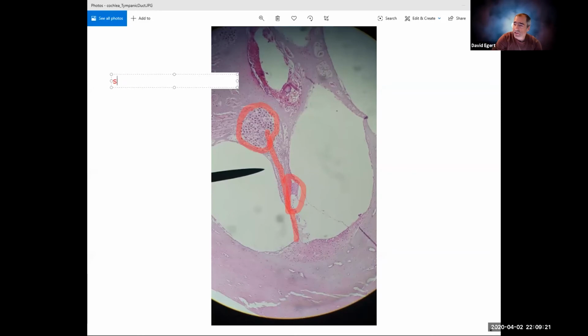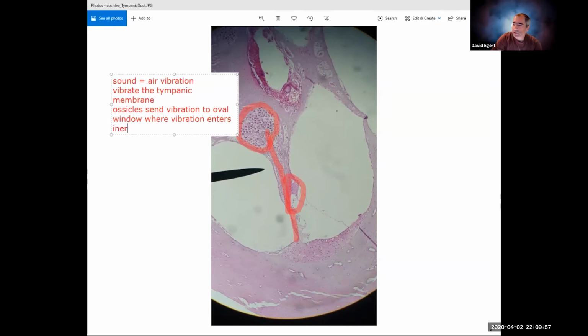You have some sound. Sound basically equals kind of an air vibration. This is going to vibrate the tympanic membrane. That is going to vibrate the ossicles, then vibration to the oval window, where vibration enters the inner ear.